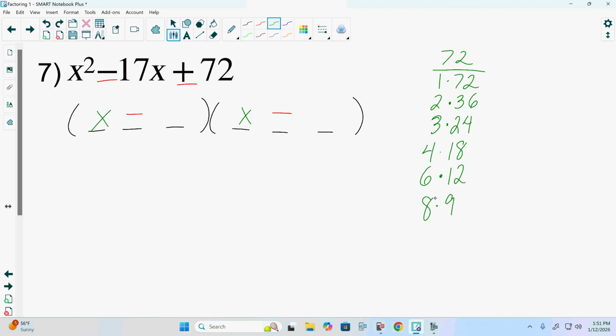One of the giveaways that 7's not a factor as well: 70 is a multiple of 7, and 72 is way too close. 77 would be the next multiple of 7. Which set of factors of 72 do we want to try first? 8 and 9.